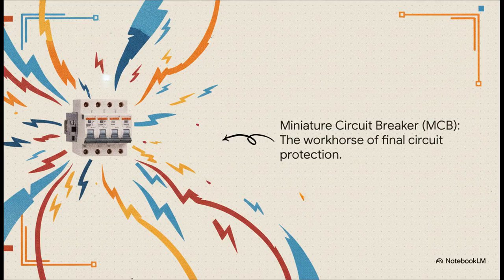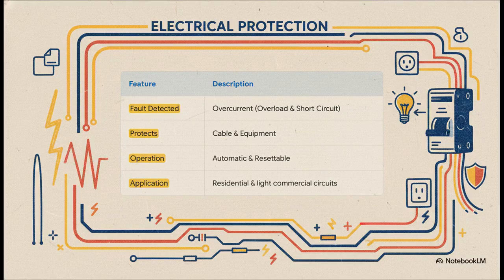And here it is, the humble miniature circuit breaker, or MCB. If you've ever worked on a modern residential or commercial installation, you know this little guy intimately. It is the absolute workhorse of final circuit protection. So, the crucial thing to remember here is that an MCB is all about detecting overcurrent. That means both those gradual overloads and the sudden short circuits. Its primary job is to protect the cable and whatever equipment is plugged into it. That's exactly why you see them on pretty much all final circuits, for your lights and power outlets.